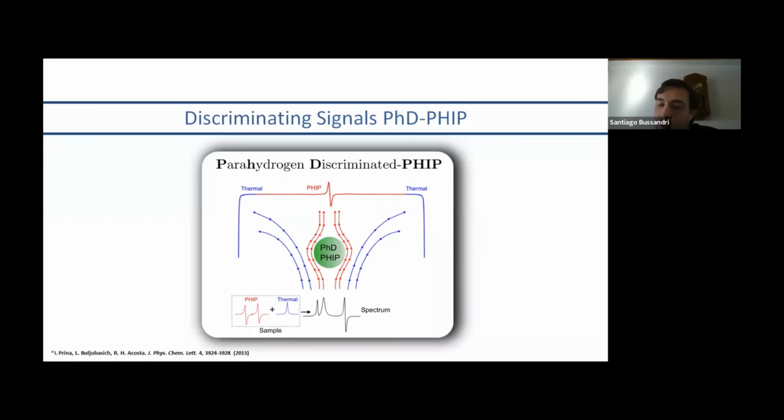This advantage of enhancing the resolution in FIP experiments is not the only advantage that we find applying this train of refocusing pulses. Our group realized that FIP and thermal signals behave differently during this train of refocusing pulses. This, combined with the property of the fast Fourier transform algorithm, gives us a tool to discriminate any signal from thermally polarized spins from the one coming from FIP spins. We call this the parahydrogen discriminated FIP, or PhD FIP.